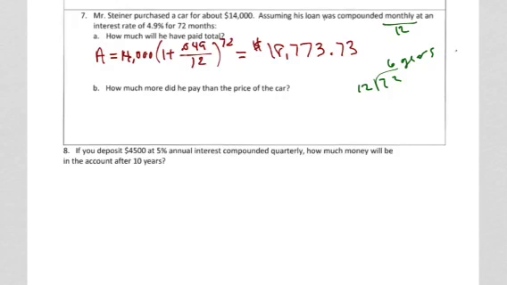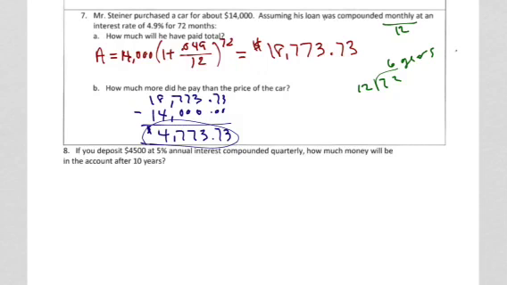All right, next part. How much more did he pay than the price of the car? So we'll have to take the answer we just got, $18,773.73, minus the actual sticker price of the car, $14,000, and we will find that he has paid almost $5,000 in interest. That's how much the bank is making off of this person, Mr. Steiner, for loaning him the money to buy this car. So again, banks make a good amount of money off of this. That's why they do it. That's how banks work.